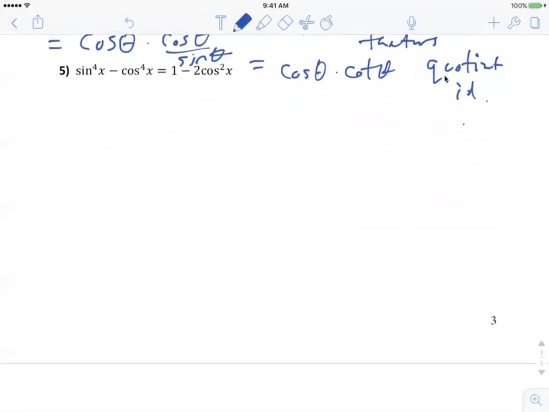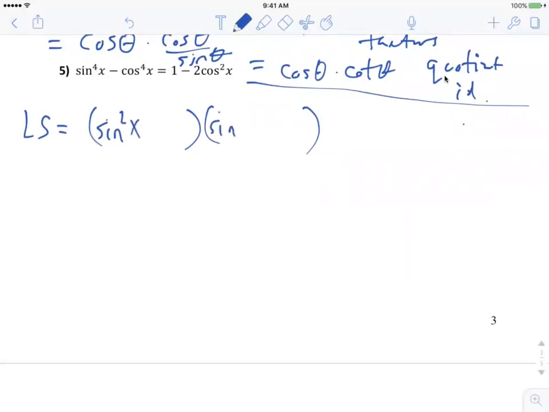Okay. Let's try one more. Oof. Fourth powers. What can we do with that? Well, that's factorable, believe it or not. Sine to the fourth minus cosine to the fourth. That's going to factor into sine squared, the first terms, right? Because sine squared times sine squared is sine to the fourth. Cosine to the fourth is cosine squared times cosine squared, right? And then I need one plus and one minus. So that's how that breaks down. It's a difference of two squares from algebra.